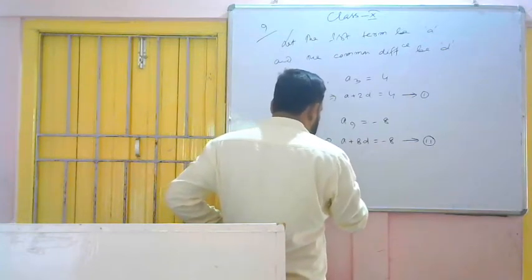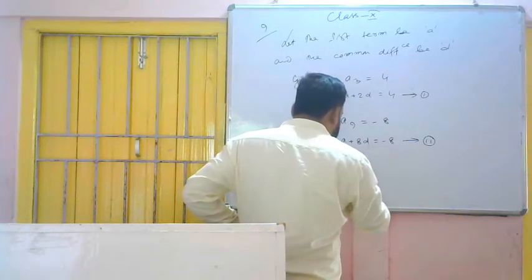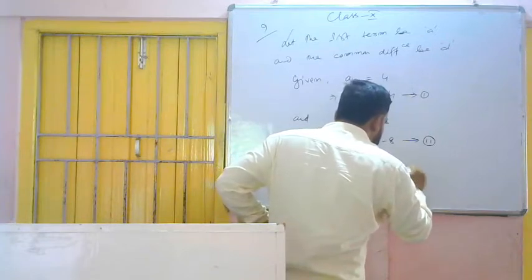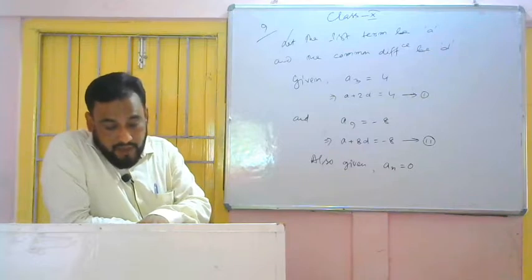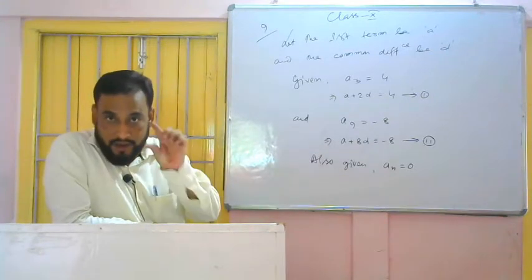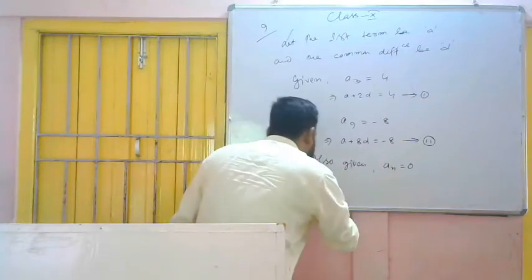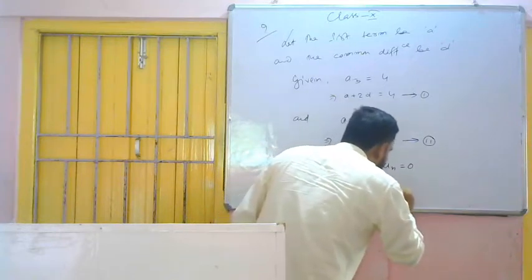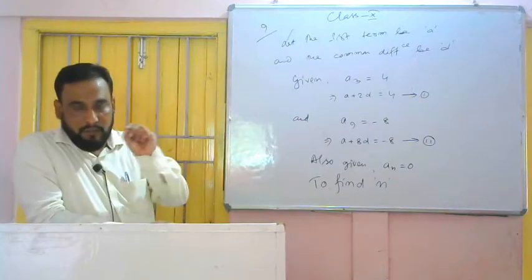Also, AN is given, AN is equal to 0. Your question is which term of the AP is 0, that is AN is equal to 0. To find, what is to find out now? We have to find out N, that is, which number of term.